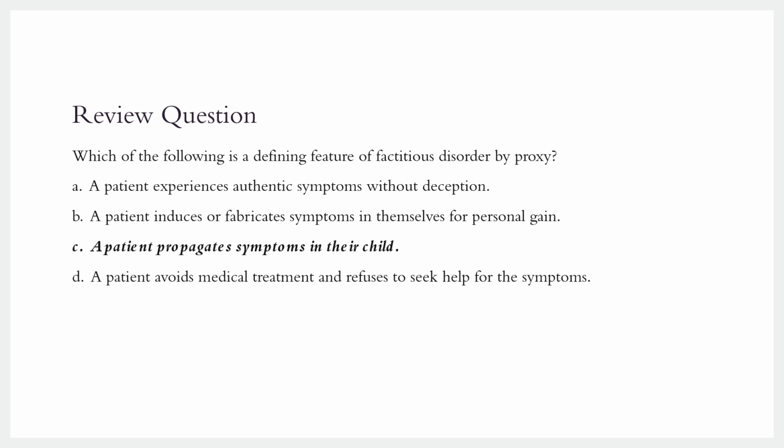The correct answer is C. A patient propagates symptoms in their child. In this example, the question refers to factitious disorder by proxy. The key element to this question is that the symptoms are placed onto a separate individual. This relationship often occurs toward individuals closely related to the patient, such as children. If this is still confusing, rewind the video to the section explaining the DSM-5-TR criteria to differentiate the variations of factitious disorder.